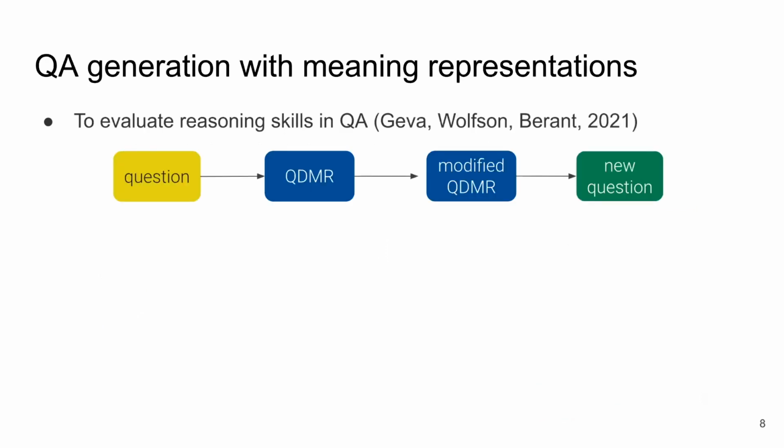Okay, so I will talk about 3 works from my group, very recent works. None of them is published, so this is the first time I'm talking about them. Hopefully you like it. The first will be about using a meaning representation called QDMR that we proposed a year ago, and we'll show how we can use QDMR to automatically generate evaluation sets that check whether question answering models are robust to various perturbations related to reasoning. So that will be most of my talk.